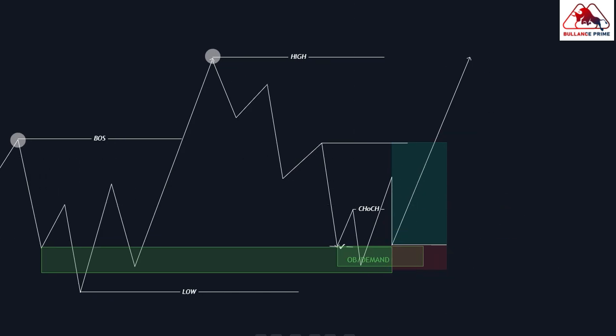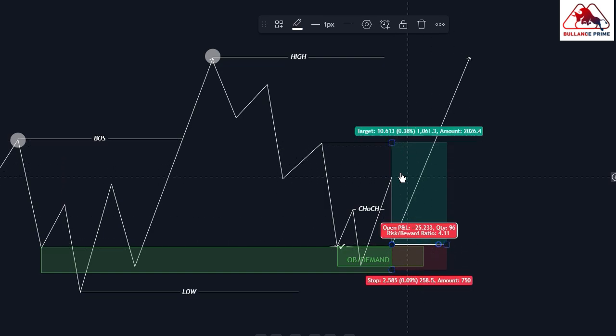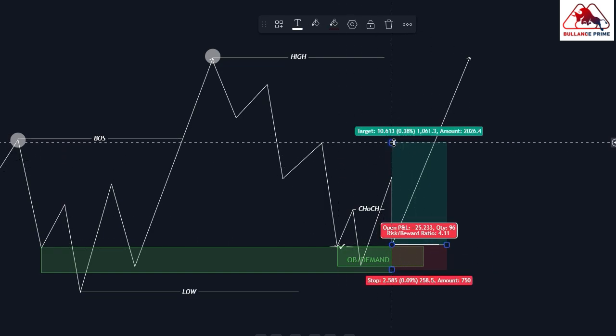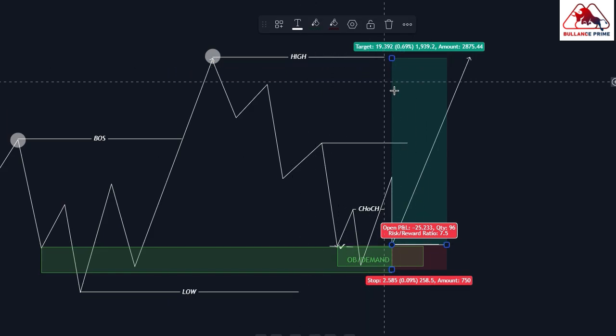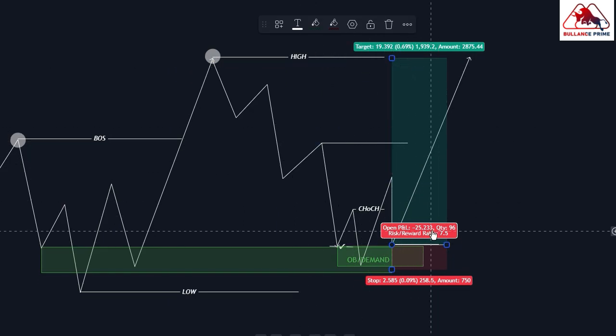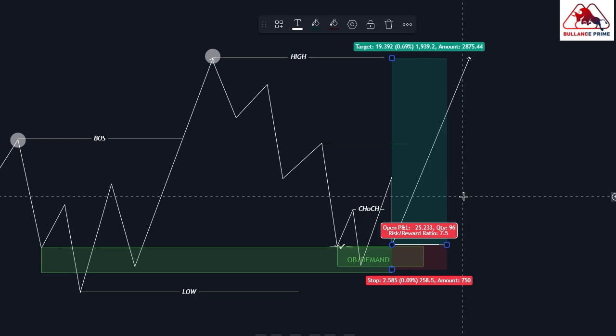In that case, you can keep your stop loss at break even and book at least 50% profit, then trail the stop loss to break even and start targeting the last swing high, the complete high. This way you can grab 1:7 point something. That is enough, and that is fair enough. So this is how you can do trading.